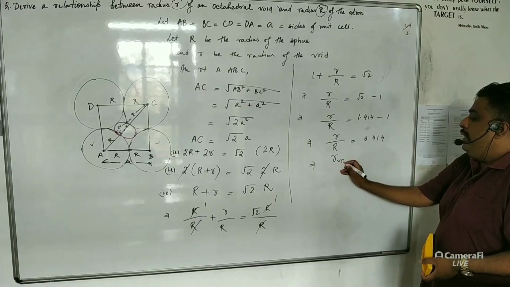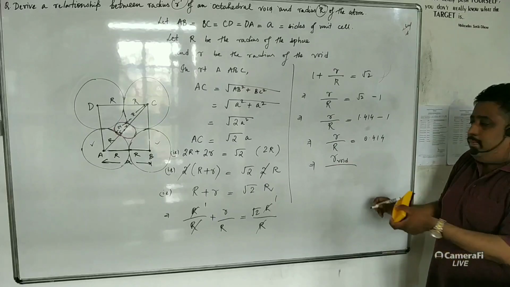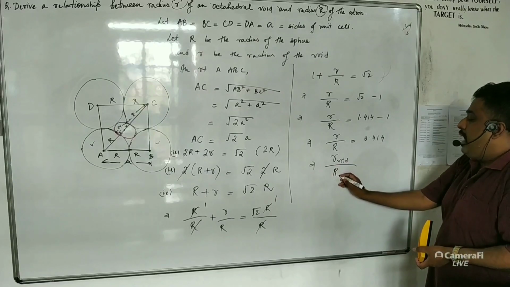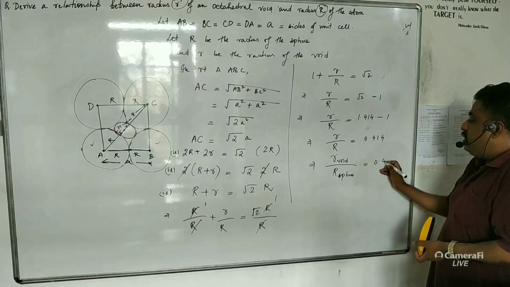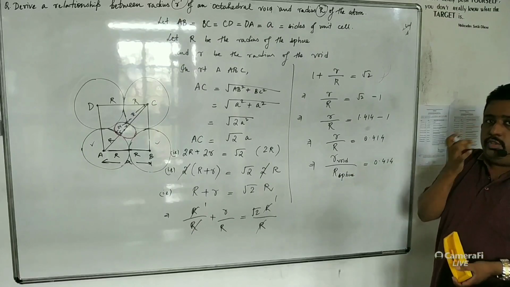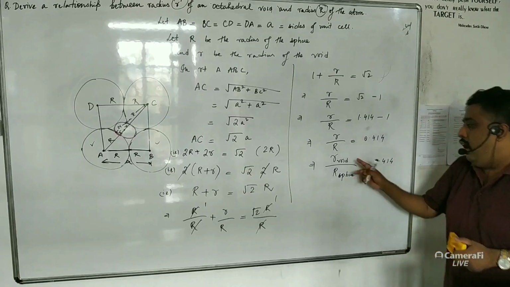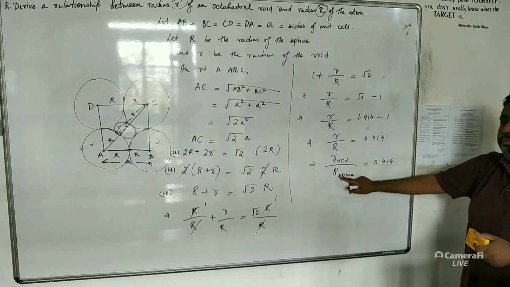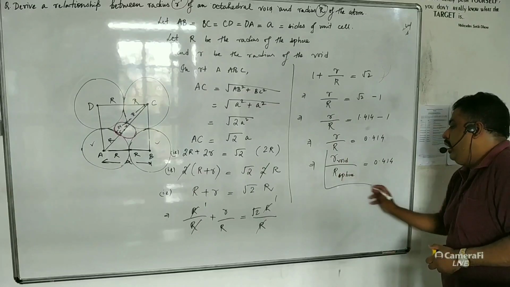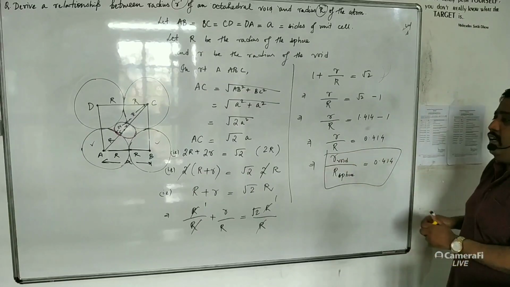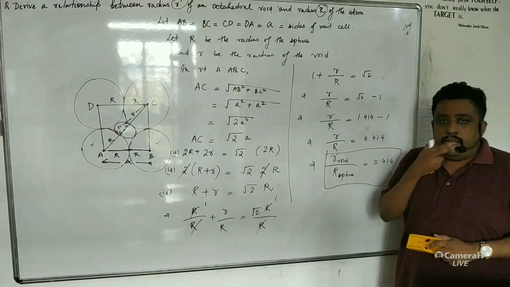Alright, now what is this small r? This is the radius of the void. And what is this capital R? Capital R is the radius of the atom or the sphere, right? And the relationship between the radius of the atom and the radius of the void is nothing but r void divided by r sphere is equal to 0.414. Now this is a very important relation. Kindly keep that in mind.